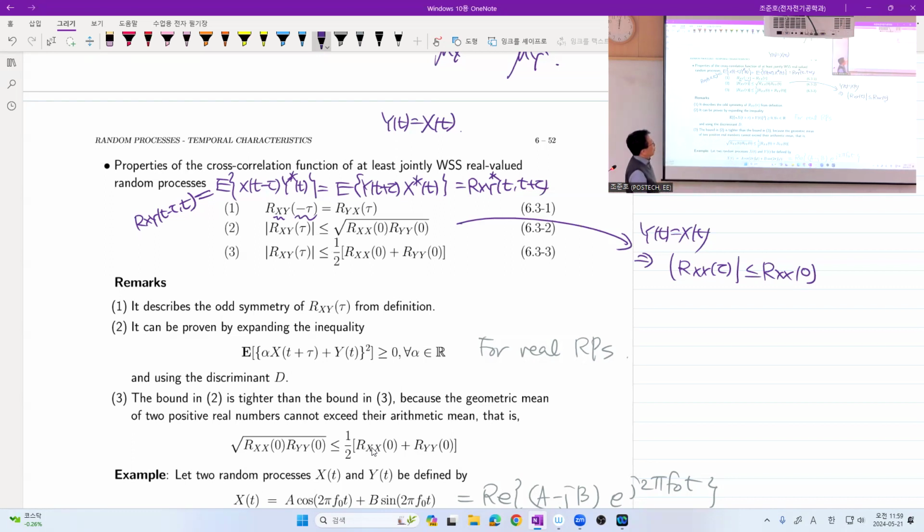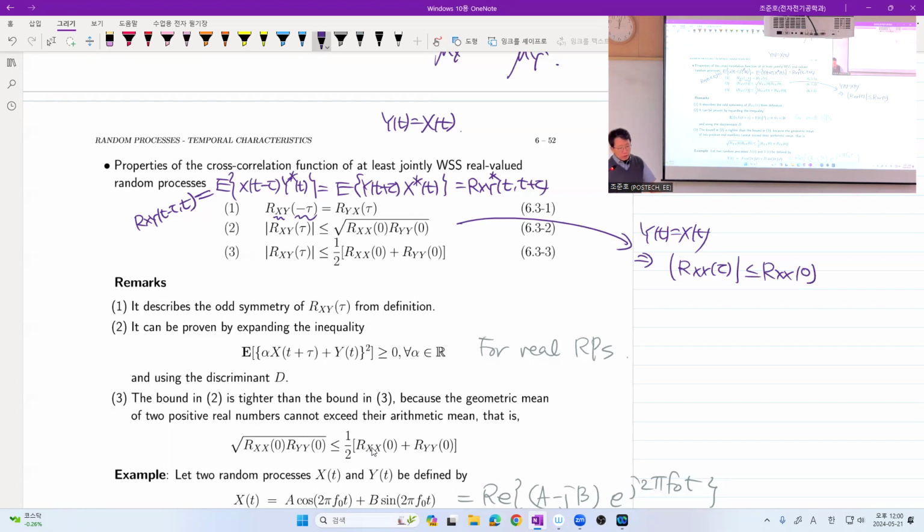And the third one may look frustrating, but it's not that frustrating because what is the right-hand side of the second property? It is the so-called geometric mean between two autocorrelation functions of x and y. So due to the arithmetic-geometric means relation, which means that the arithmetic mean is always greater than or equal to the geometric mean, we have what? The right-hand side of the second property is bounded by the right side of the third line. So we naturally have the third property.